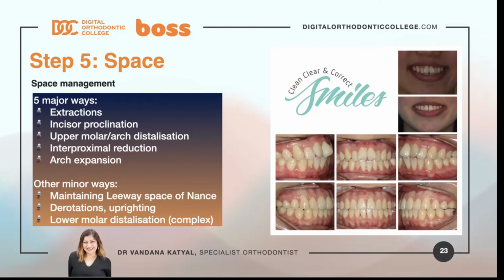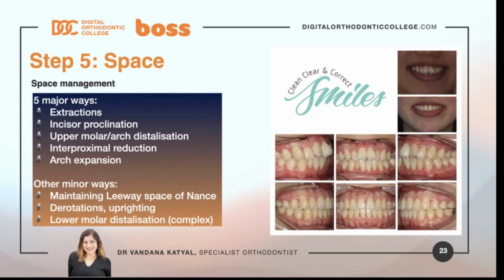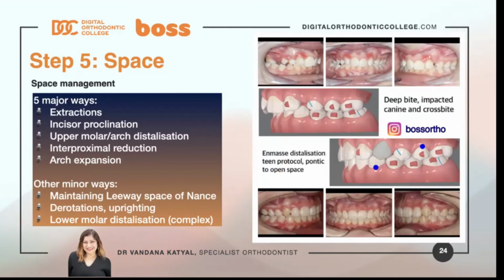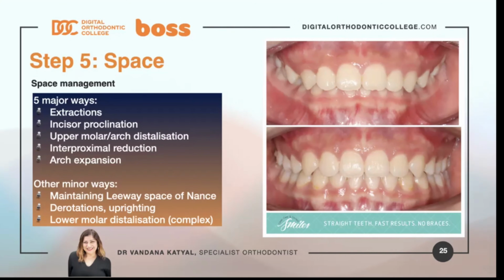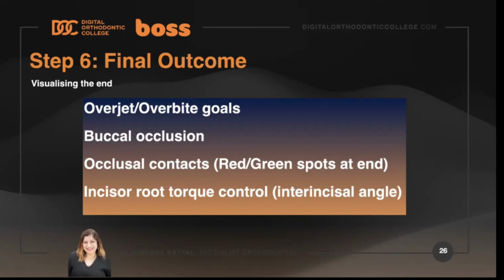In certain cases, we're using IPR. So the case you see on this slide is actually completely resolved with interproximal reduction. We did not need to extract here. Sometimes we'll do upper arch distalization to create the space. So there's many ways of alleviating crowding. Incisor proclination is another one. Once I've decided all of those, my step 6 is the final outcome.